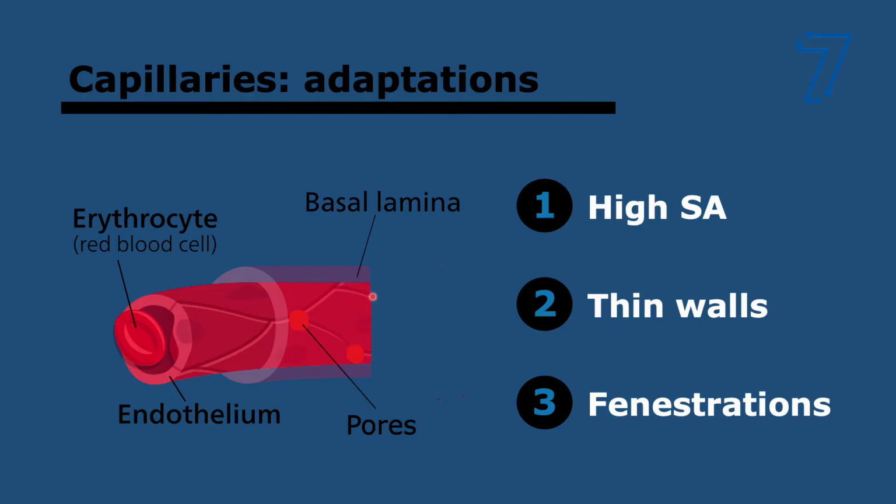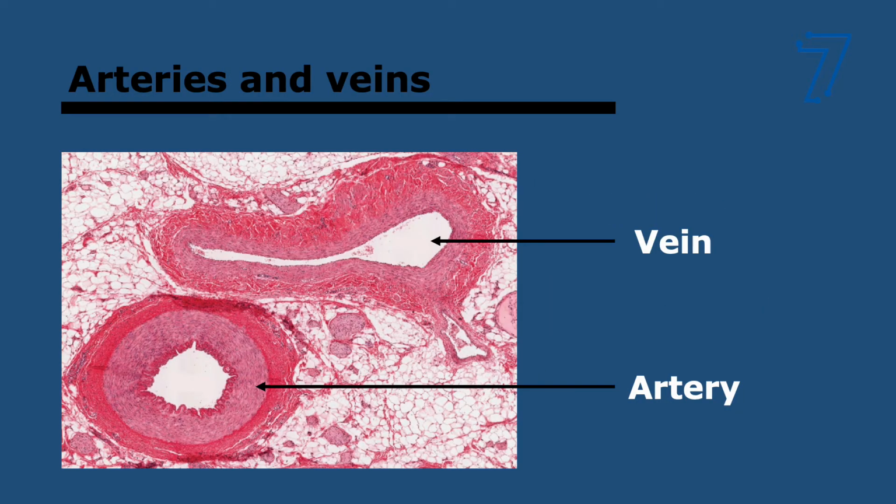And then thirdly, to increase exchange of materials, some capillaries have a lot of pores in their walls. So almost all capillaries have pores, but some of them have a lot of pores, and the ones that do are called fenestrated capillaries, so they have fenestrations, and this increases permeability when exchange needs to be particularly rapid in some organs of the body. Okay, amazing. So then we have arteries and veins.